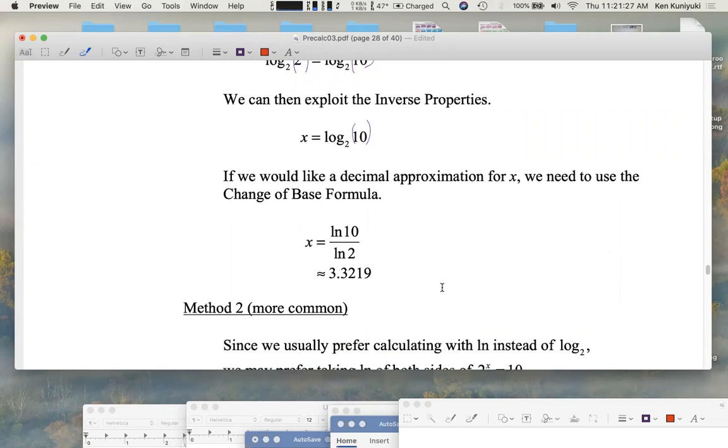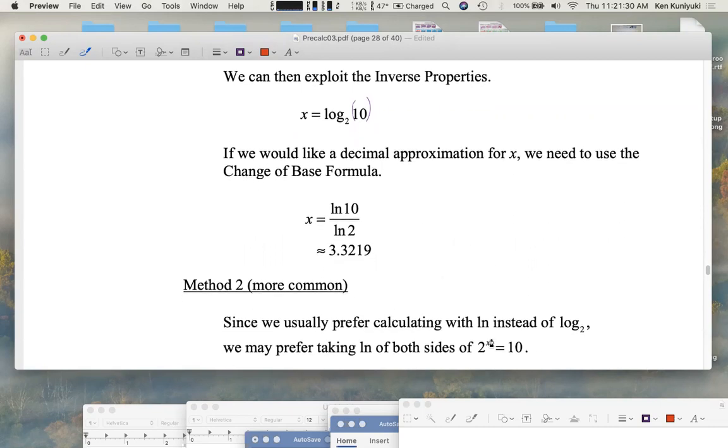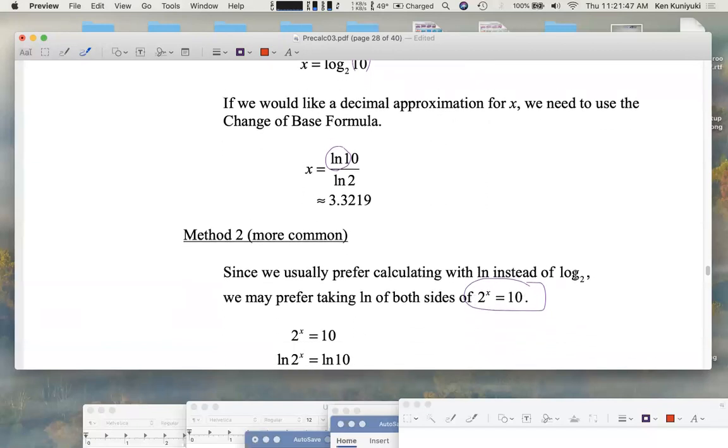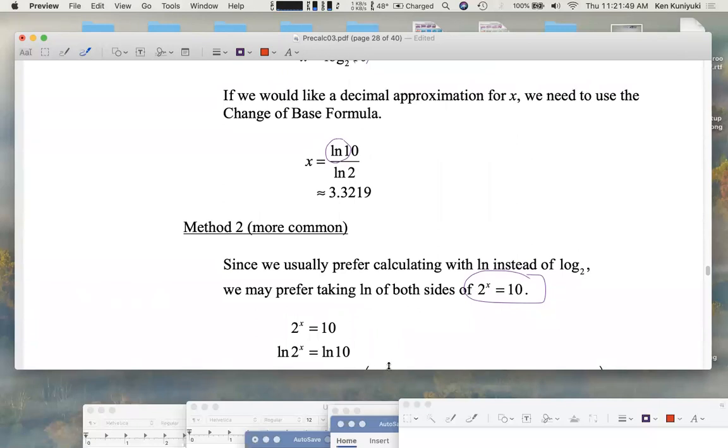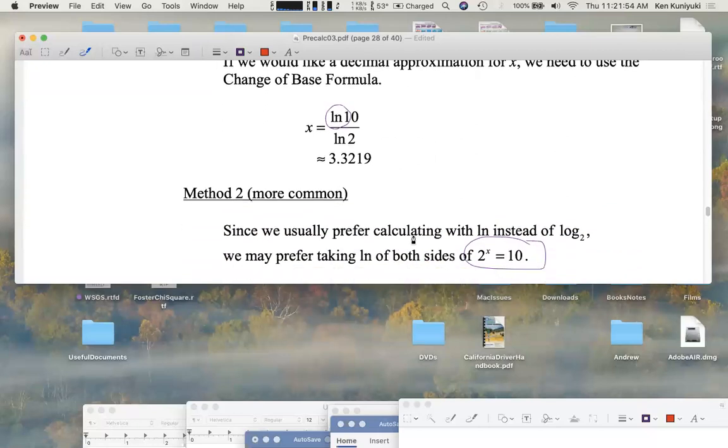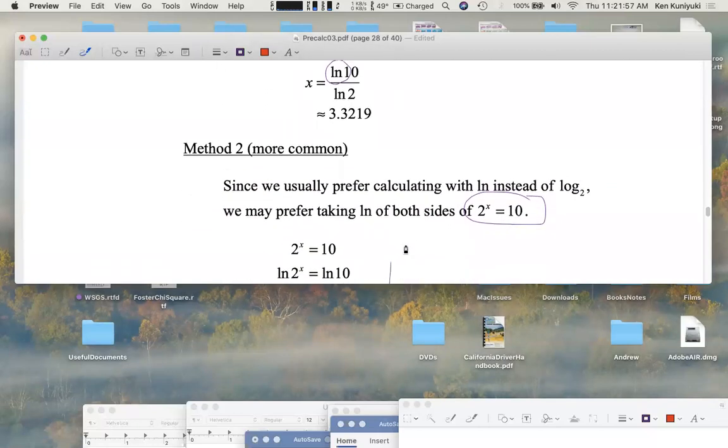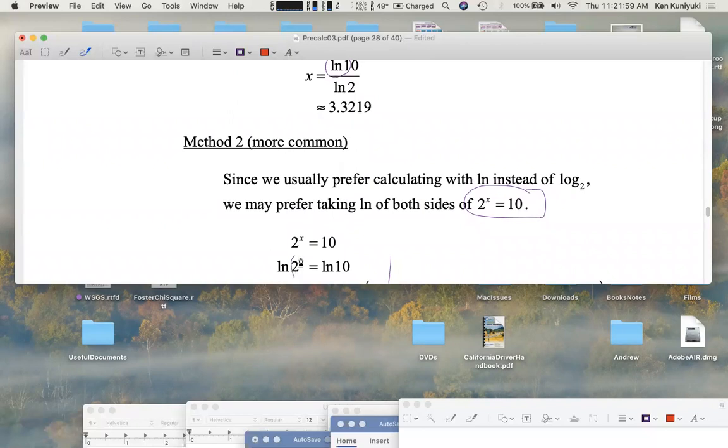Again, we start off with 2 to the x equals 10. But since we know that we're going to deal with natural log on our calculators anyway, or common log if you wish, let's go ahead and take natural log of both sides. So we get ln of 2 to the x equals ln of 10.